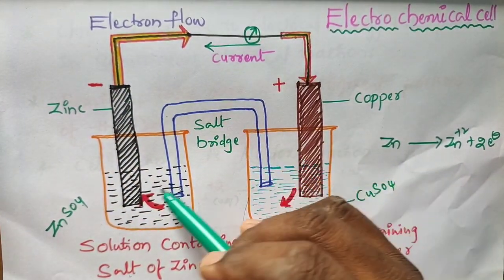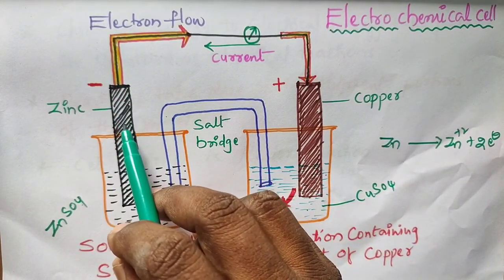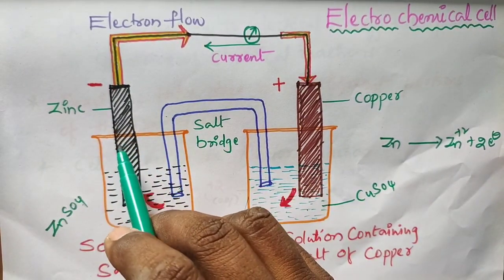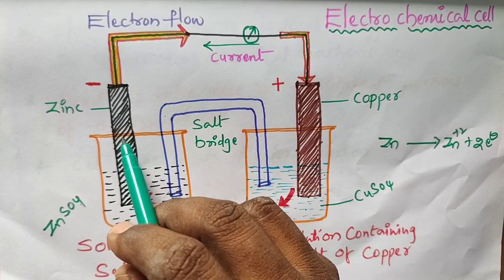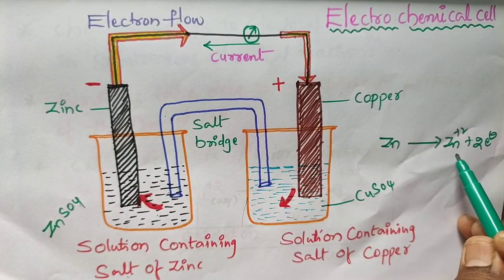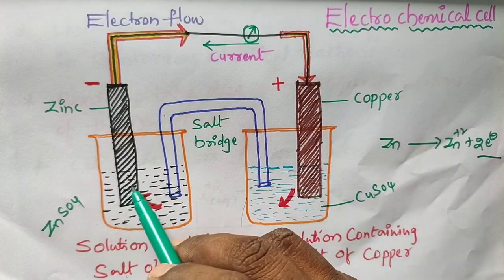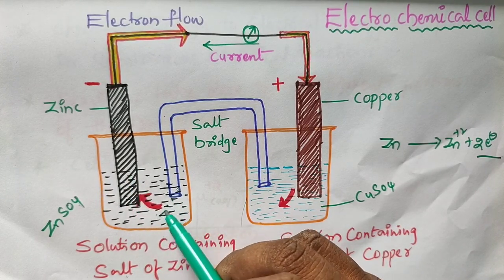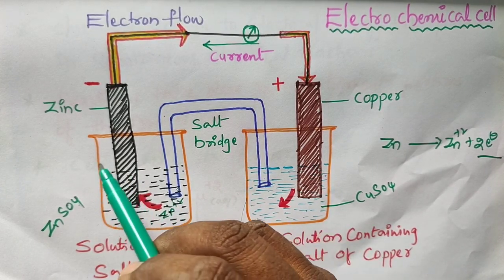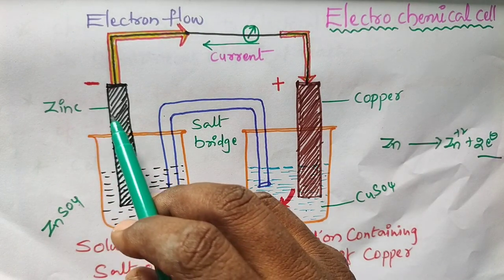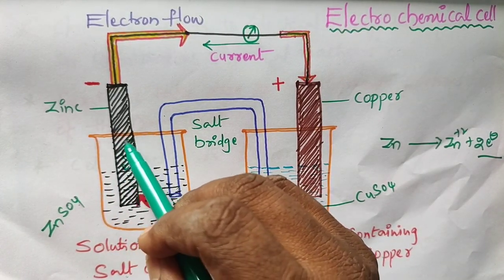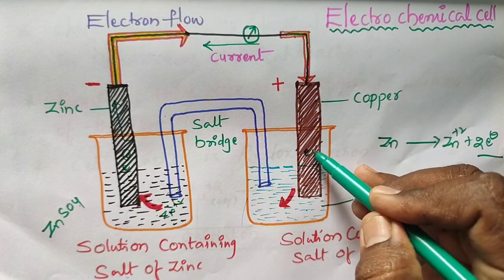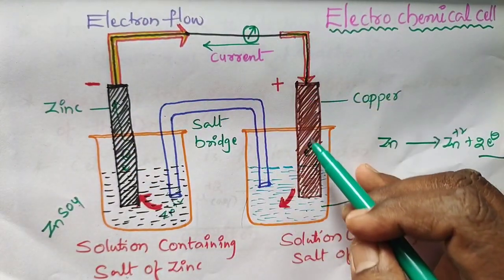Okay, so that is the reason the flow of electrons takes place from this electrode. That is the reason we marked it negative, and in this position oxidation takes place. Oxidation means loss of electrons. So zinc is going to lose 2 electrons. Zinc is released into this solution as Zn2+, and the electrons flow this way and occupy this position. So the electron flow takes place like this.